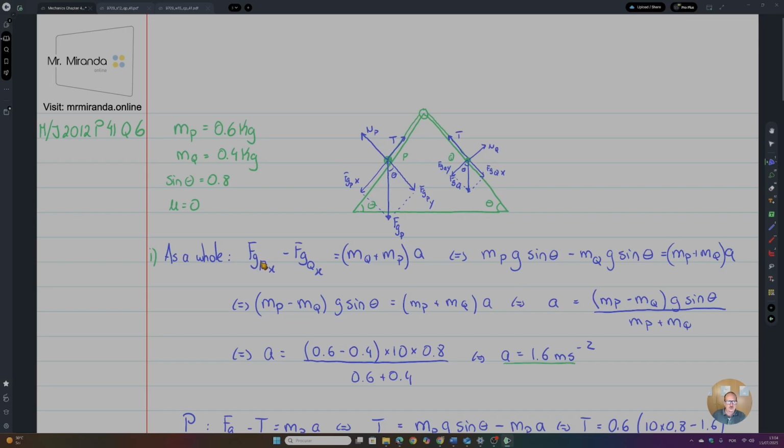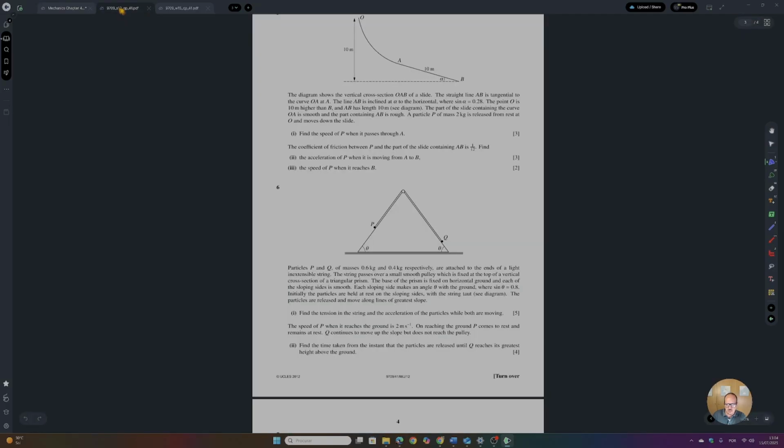So what is the weight of P and what is the horizontal component of this weight? It is m of P g sine of the angle. Okay? Is this part over here. Same thing goes for the Q. M of Q g sine of the same angle, it is the same angle. All right? Equals (mp plus mq) times a. I factorized here g sine of the angle, and I simplified, and I finally substituted the values, and I get the acceleration is 1.6 meters per second squared. The question is also asking, besides the acceleration, the tension in the string, okay?